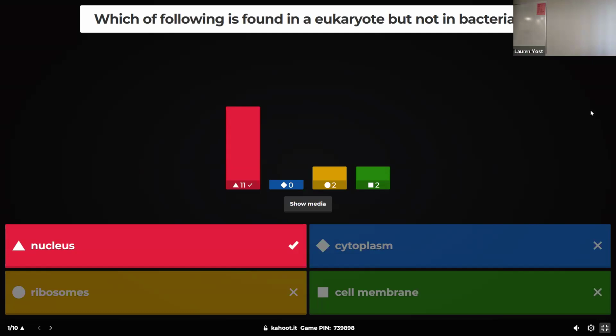We know that the nucleus was the only thing that the eukaryotes have that the bacteria didn't, right? That's that membrane-bound structure that contains the genetic material. But bacteria and eukaryotes both have ribosomes, cell membranes, and cytoplasm. So you want to tell me about any of these three, what they do for the cells?